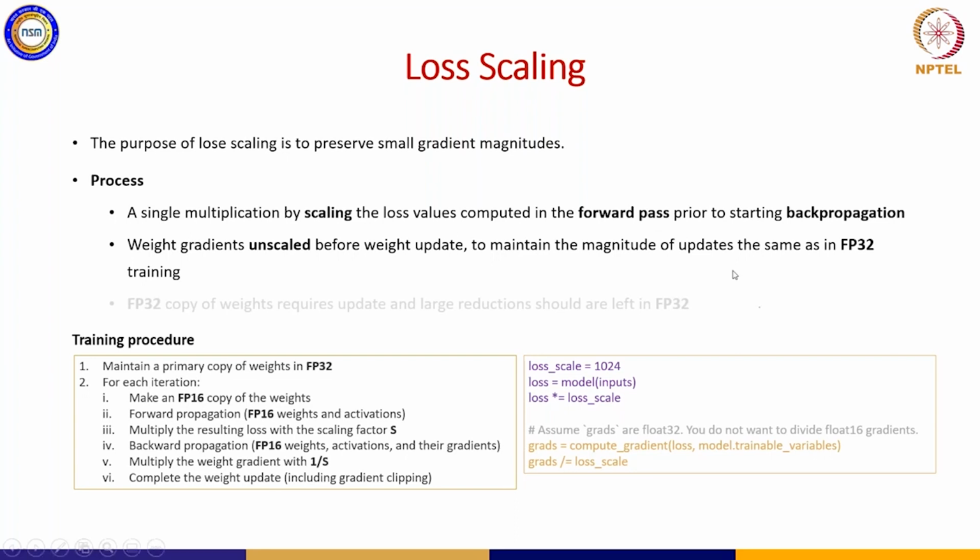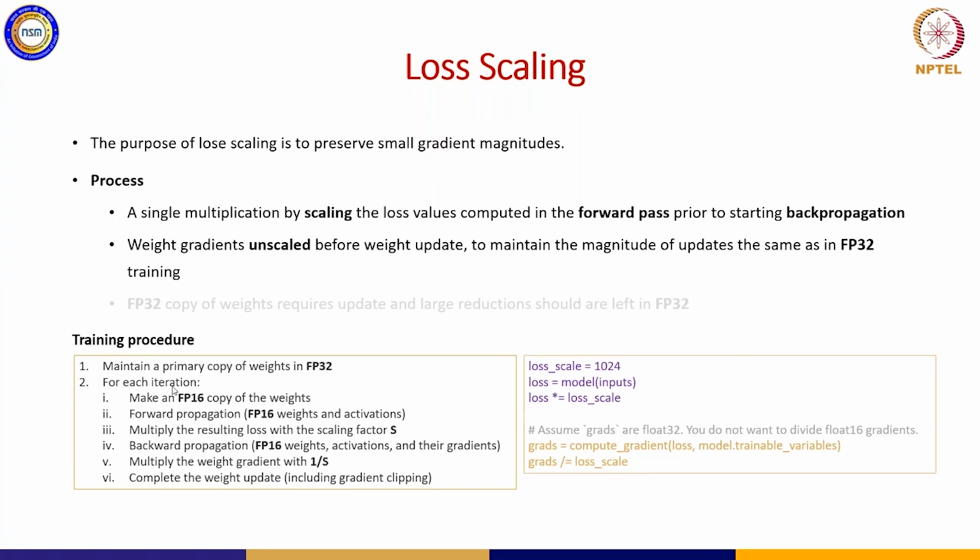So then you compute the gradient. Secondly, after you compute the gradient, you unscale it back again. So how do you unscale? You divide the gradient which you computed by the value you used to scale initially. When you do that, you can now update the weights. So there's a procedure for doing that. This is a simple algorithm to do that. You can see here, the first line is what? You maintain a primary copy of your weight. Your weight will be in FP32.